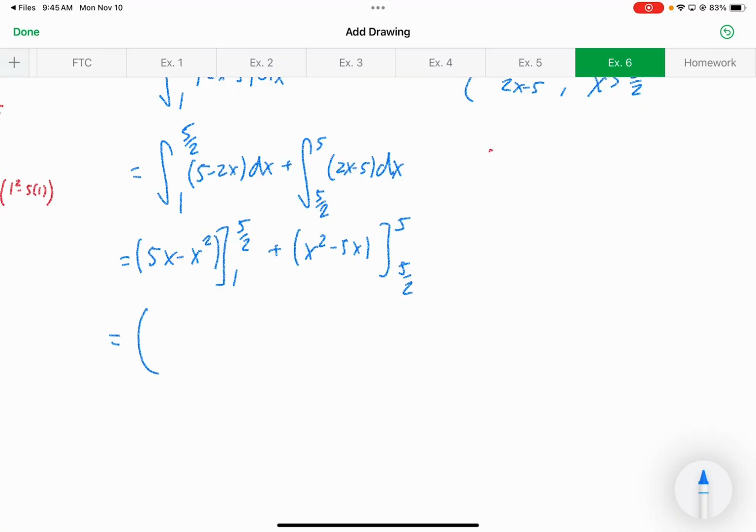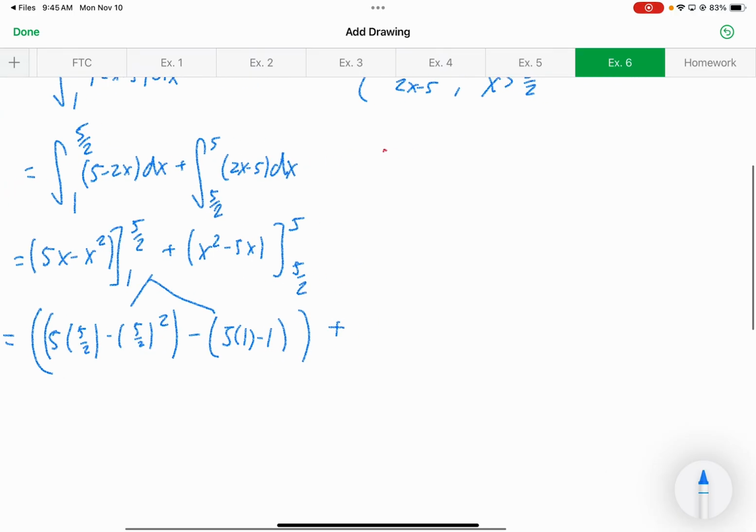Okay, so if I plug in 5 halves, 5 times 5 halves minus 5 halves squared. There's my first piece. Minus what I get when I plug in 1. So 5 times 1 minus 1. All right, so that's that first piece. Now let's do the second piece.